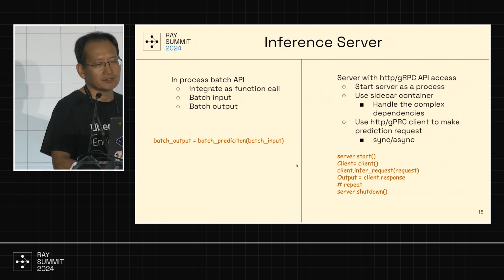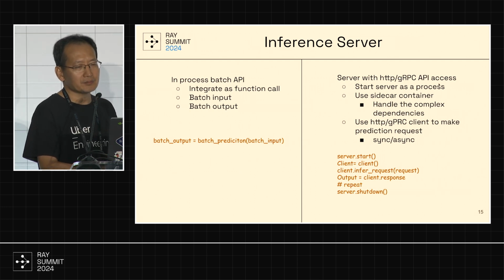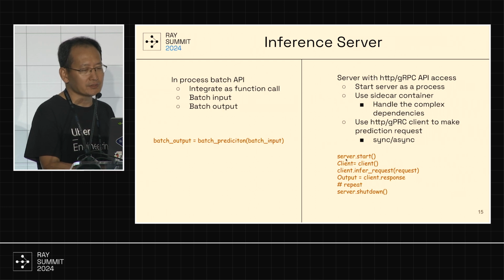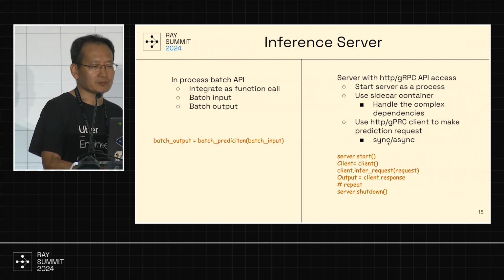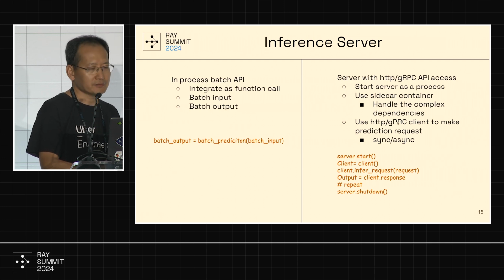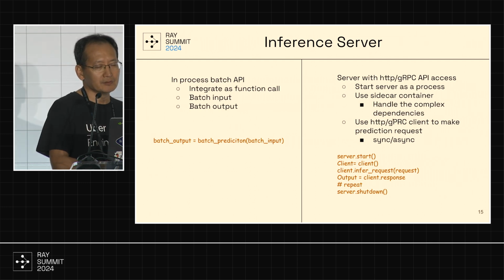But a lot of servers nowadays run as a separate process, or you can use a sidecar in a container, then use an HTTP or gRPC client to make the prediction, either synchronous or async. So the way you run it, you start a server, start a client, use the client to send a request and get the result back. Then you can shut down the server. For Triton, we use it this way, since for offline we basically mimic this process for online. vLLM also provides such an API, but since they have those convenient APIs, we use it this way.